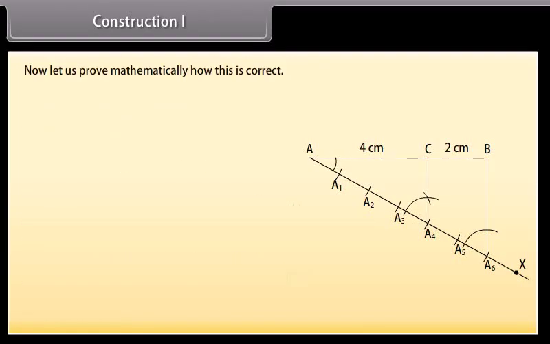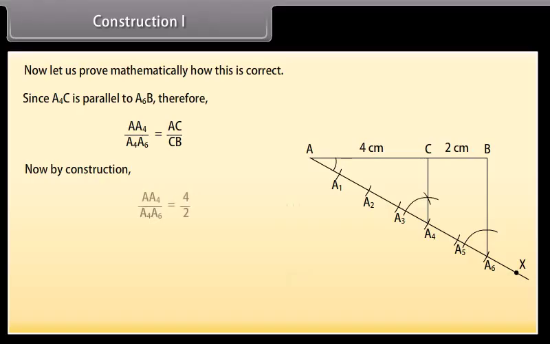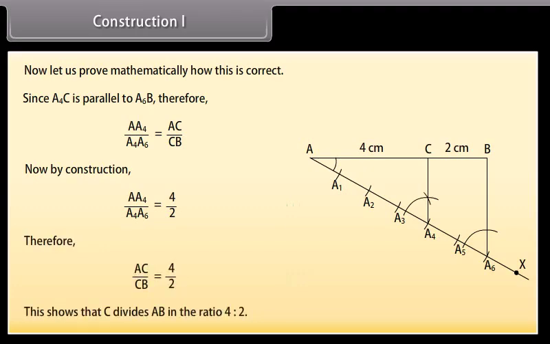Now let us prove mathematically how this is correct. Since A4C is parallel to A6B, therefore by the basic proportionality theorem, AA4 upon A4A6 equal to AC upon CB. Now by construction, AA4 upon A4A6 equals 4 upon 2. Therefore, AC upon CB is equal to 4 upon 2. This shows that C divides AB in the ratio 4:2.